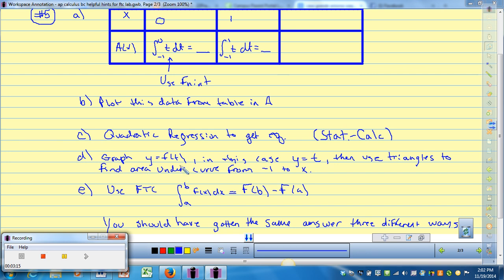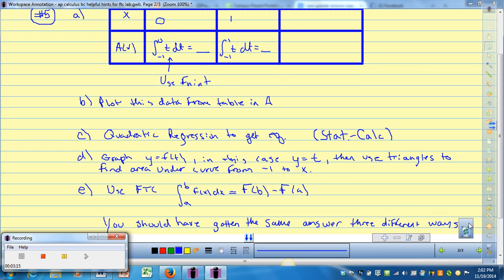It asks you to graph y equals f of t, which in this case, for number 5, is the function y equals t. So you are graphing the line y equals t, which is the same as the line y equals x that you're used to seeing. And then you'll use the triangles to find the area under the curve from -1 to x. So this is graphically finding the area under the curve from -1 to x. So the answer we get from this using geometry will be the second method of finding what we are looking for here.